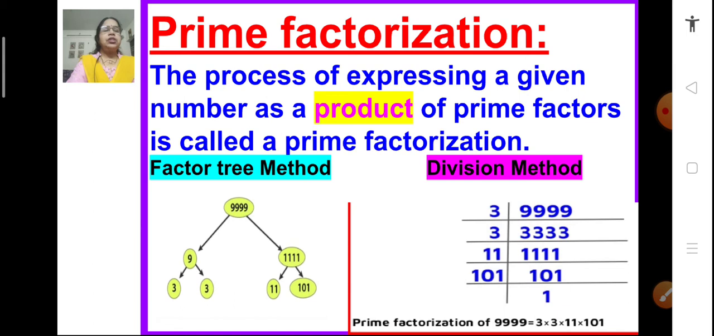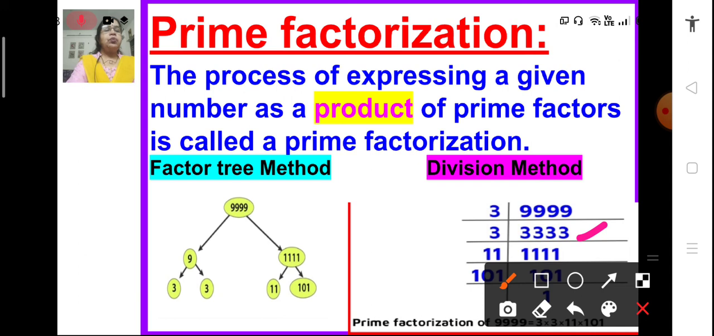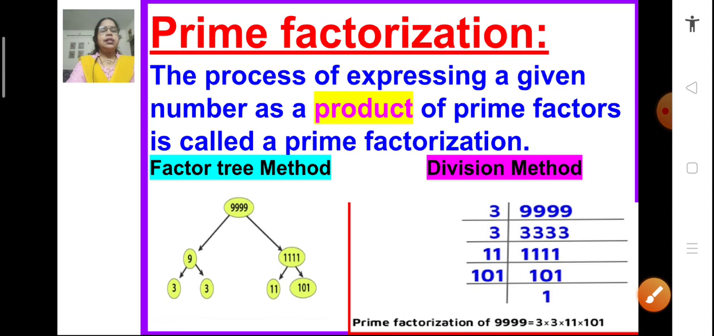We get 3333, and 3333 is again divisible by 3. So, what do we get? We get 1111, and 1111 is divisible by 11, and we get 101, and 101 is a prime number again. So, it divides itself and we get 1 here. So, in both the methods, whether it is factor tree method or division method, the prime factorization of 9999 will be 3 into 3 into 11 into 101. So, these are the two methods of prime factorization of numbers.